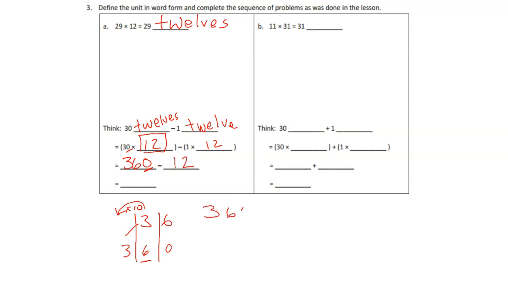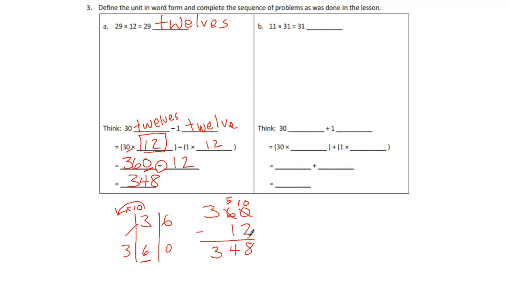Let's do the math, standard algorithm. We do need to regroup here. So I have 0 ones minus 2 ones. Can't do that. Need to take one of my 10s and regroup it as 10 ones. Now I have 10 minus 2, 8, 5 tens minus 1 ten is 4, and 300 minus 0 is 300. So we have 348.